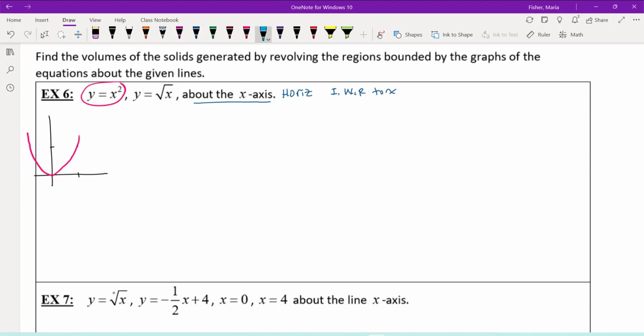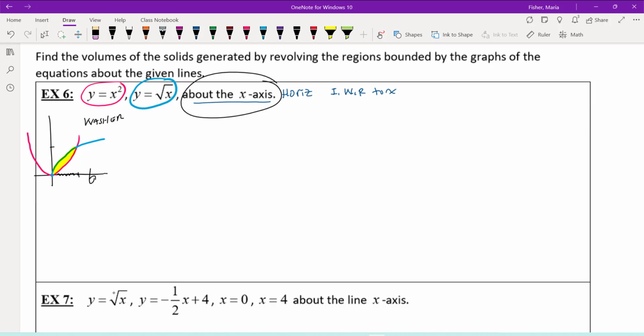And then y equals the square root of x. That's half of a sideways parabola. There we go. Our region is this yellow region right here. And again, we are rotating it about the x-axis. So I notice right away that this is a washer because notice I'm not always touching the x-axis down here.